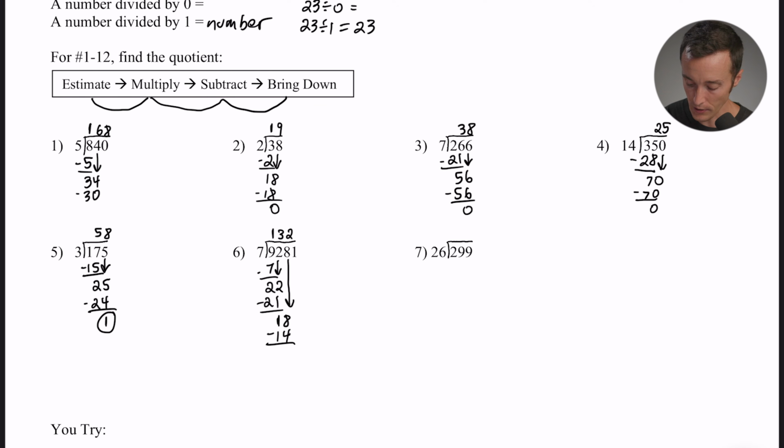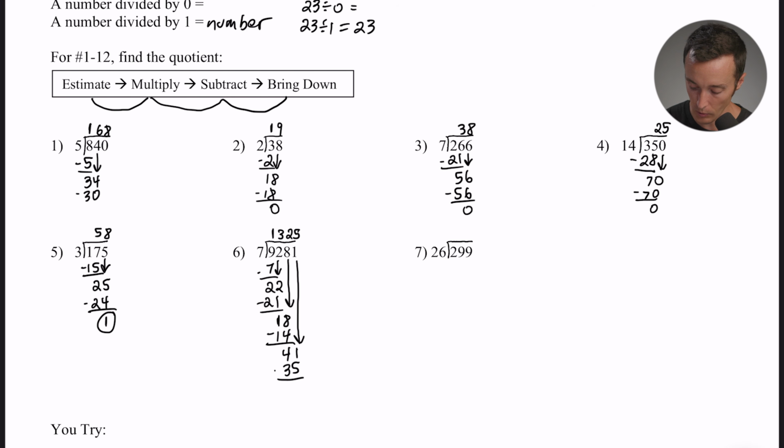So let's do the subtraction. 18 minus 14 is 4. And we've got one more number to bring down, which is a 1. Okay, so here's where it gets interesting. How many times will 7 go into 41? Well, my estimate is that it would go in 5. So 5 times 7 is 35.